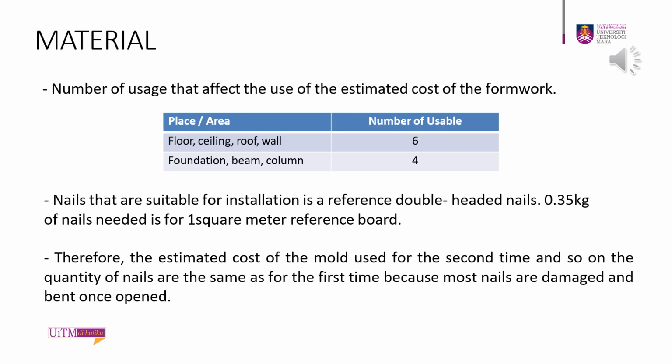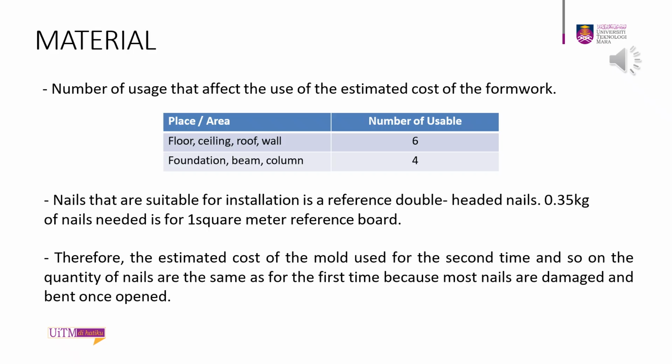This slide explains how material usage affects the cost of formwork. Formwork panels can be reused several times, but the number of reuses depends on the location. For example, floor, ceiling, roof, and wall formwork can typically be reused up to 6 times, while foundation, beam, and column formwork can be reused around 4 times. This reuse factor influences the cost per cycle.